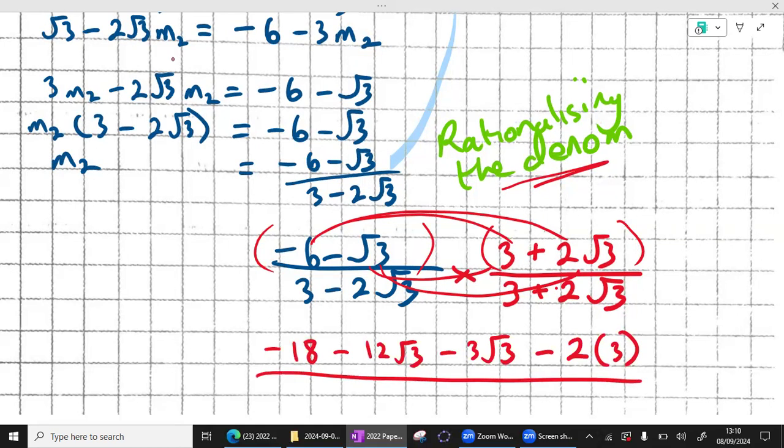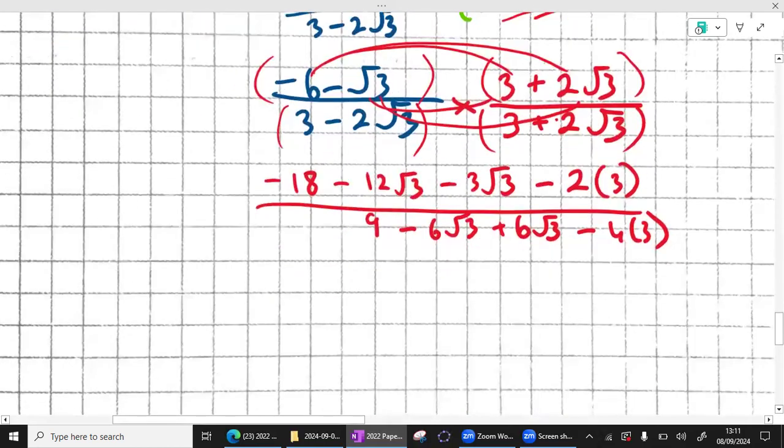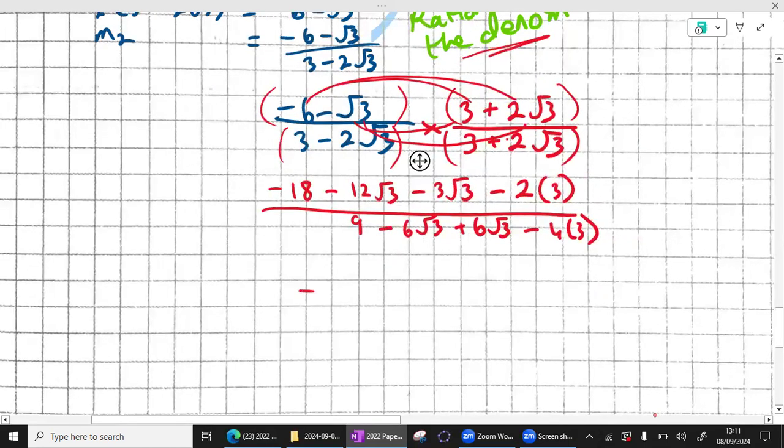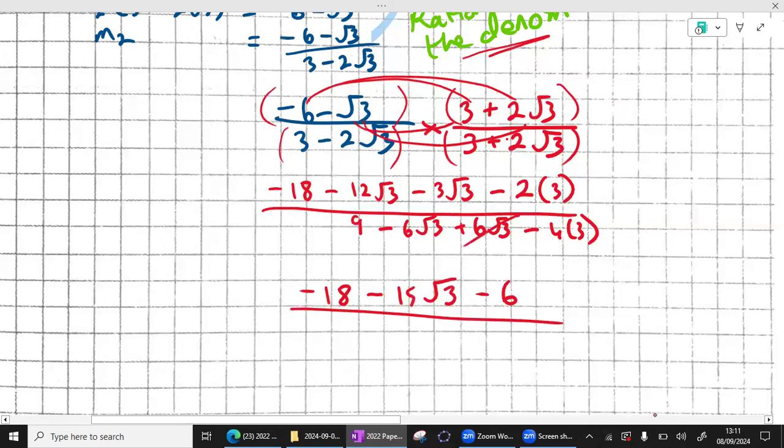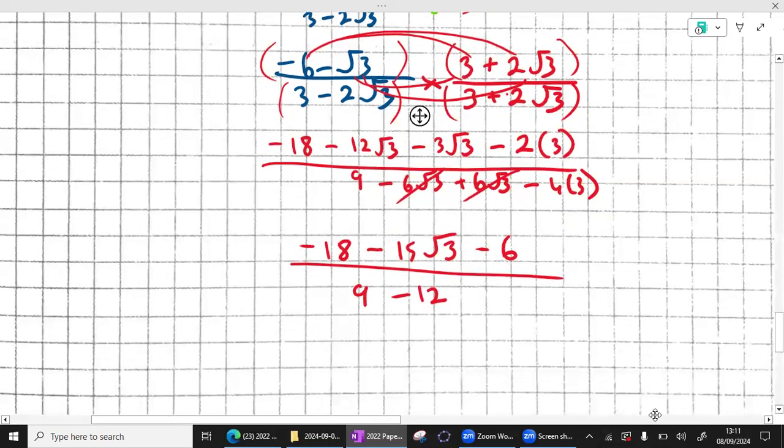The bottom line, now 3 by 3, so same thing here. 3 by 3 is 9. Now I'm going to end up with a minus 6 root 3 and a plus 6 root 3, and then finally minus 4 times 3. So I have minus 18, minus 15 root 3, minus 6. They cancel, so I have indeed rationalized the denominator. So now I have minus 24 minus 15 root 3 over minus 3.